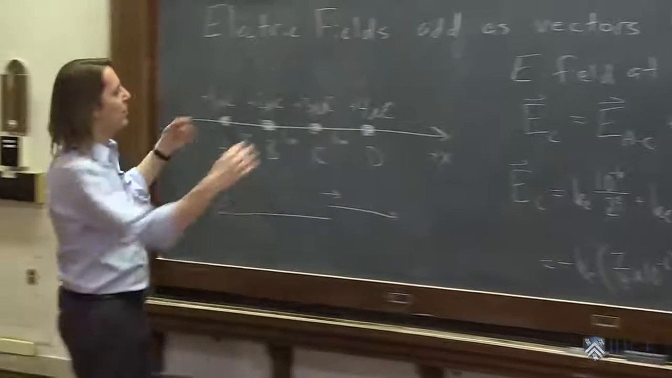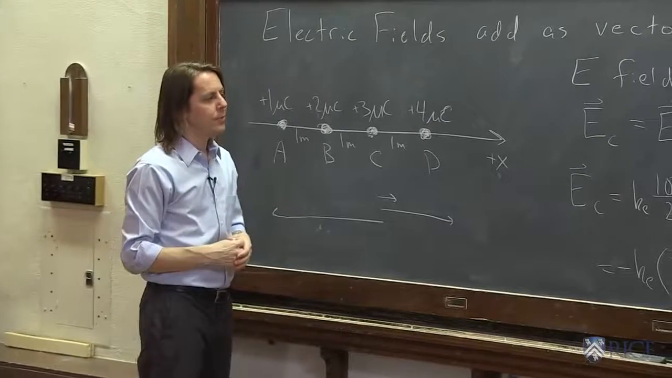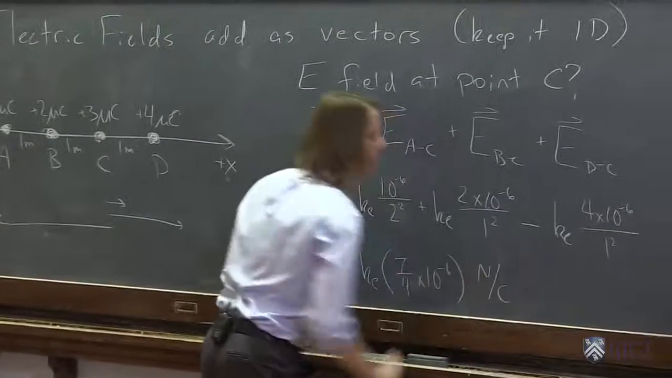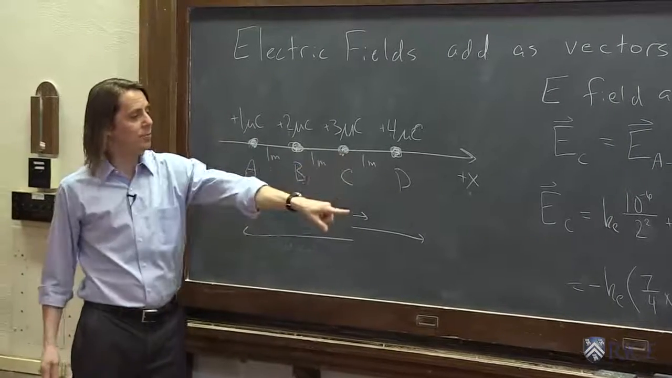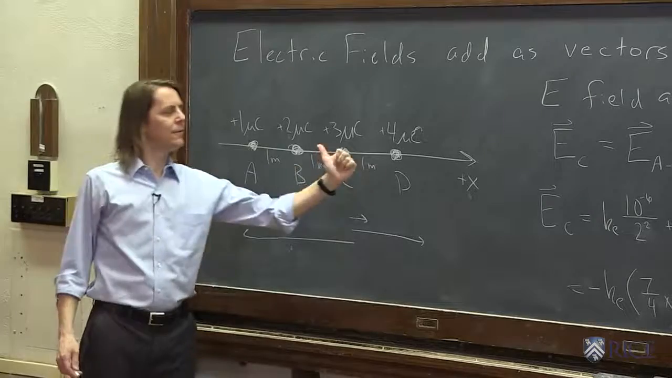So this is a case where in one dimension we thought about the vector directions to make sure we actually get the right value. Once we have the field here in newtons per coulomb, if you wanted to know the force on this charge, you would just multiply that newtons per coulomb times 3 times 10 to the minus 6 coulombs, and you get the force, and it'd be this way.